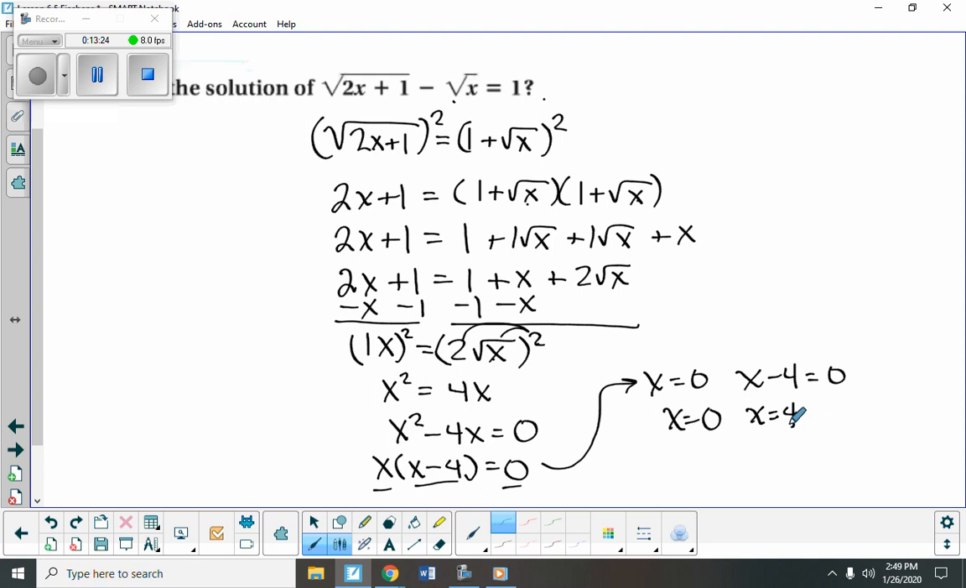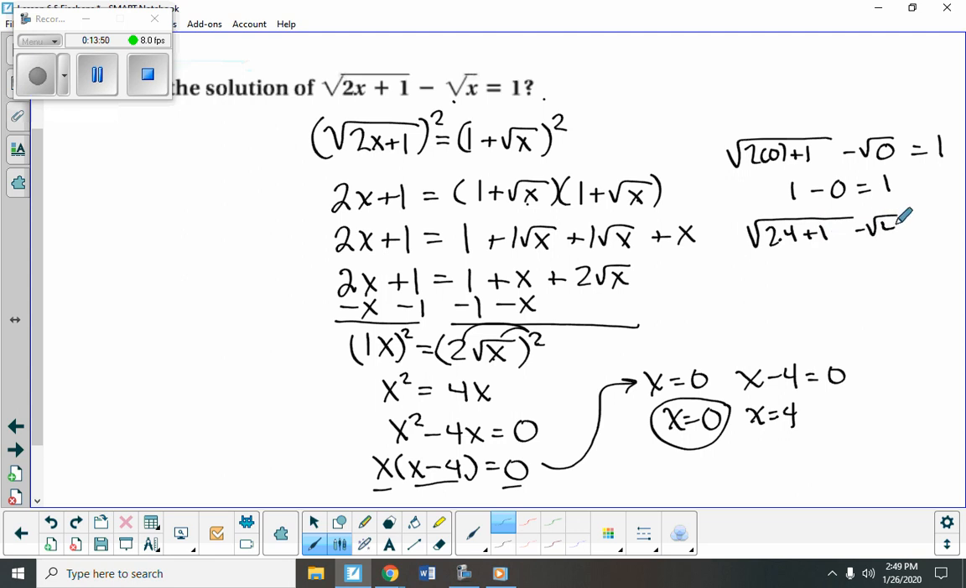Again, you need to substitute those back in. So if we had 2 times 0 plus 1 minus the square root of 0, does that equal 1? So that would be 0 plus 1. So the square root of 1 is 1 minus 0, that equals 1. Yes, the 0 works. Now we'll substitute in the 4. 2 times 4 plus 1 minus the square root of 4. Does that equal 1? So 2 times 4 is 8 plus 1 is 9. Square root of 9 is 3. Square root of 4 is 2. And that works as well. So in this case, you have both answers.